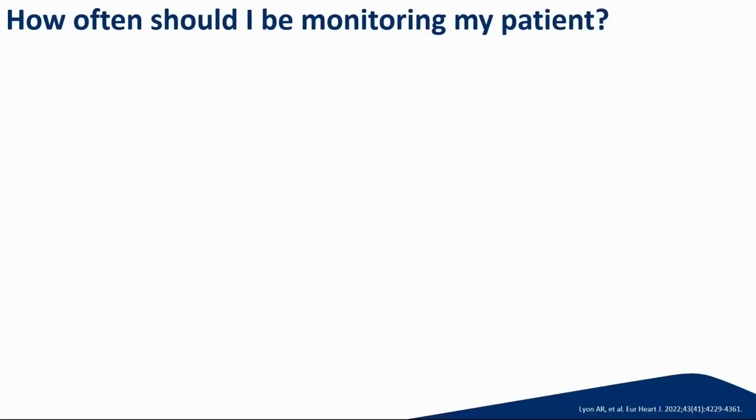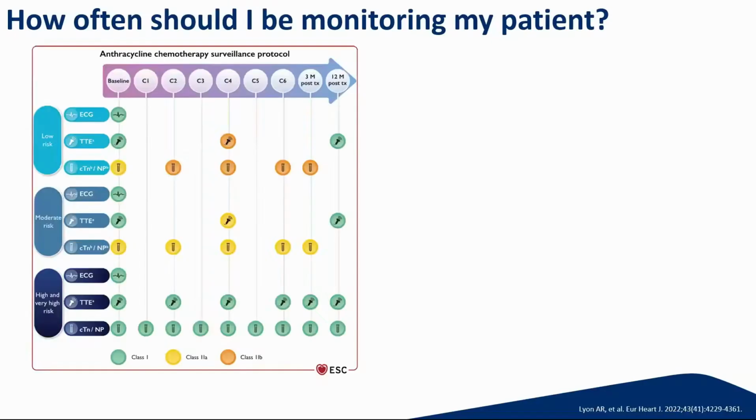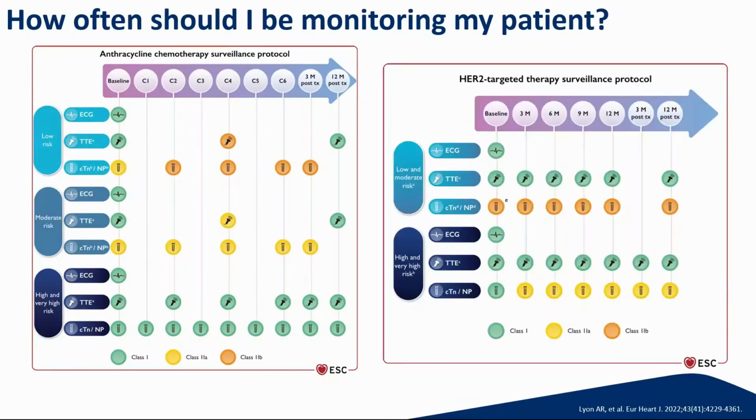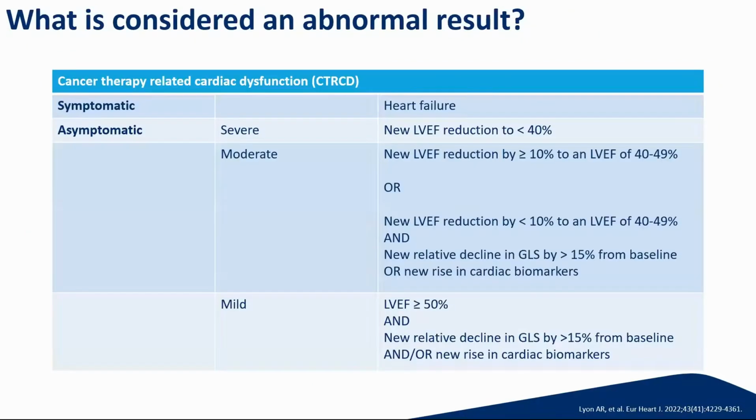So how often should you be monitoring your patient? That comes up very often. Various therapies have various propositions for the regularity of monitoring. Anthracyclines have theirs, as well as your HER2 receptor therapies here. You classify them on the left according to low, moderate, high risk, and according to your different cycles, you can think about the frequency of monitoring with blood tests and echocardiograms. If you can see there, class 1 is green, but the class 2 and class 2B recommendations are pretty prevalent here as well, because the evidence base is still building. This serves as a guideline and not the holy grail that we have to follow. So what is considered an abnormal result?